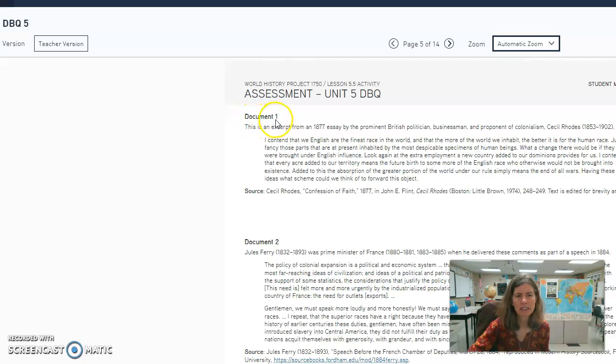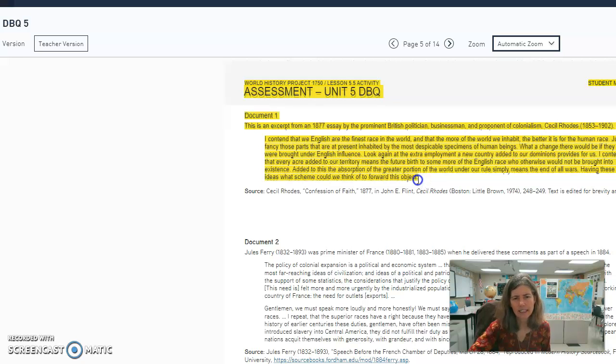Your first document here is a quote from Cecil Rhodes. Cecil Rhodes was a British politician. He lived in the 1800s. You're going to want to talk again about the who, the where, and the what. And this is what he said. These are his exact words. I want you to read what he said.